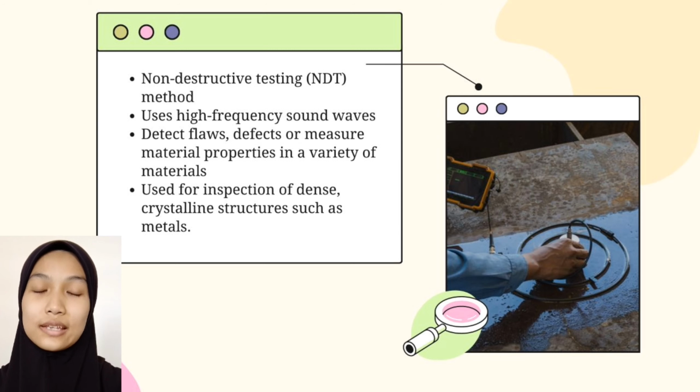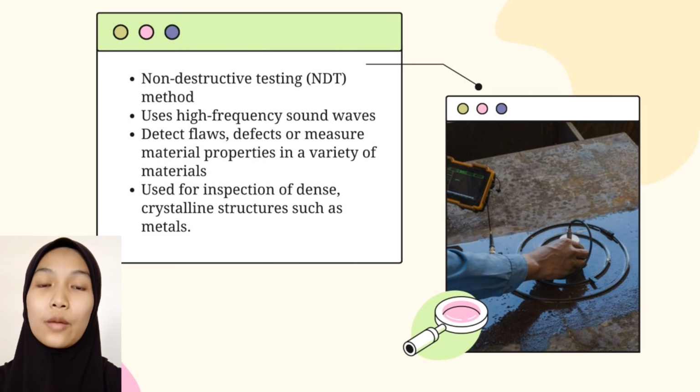Ultrasonic testing, UT, is a non-destructive testing method that uses high-frequency sound waves to detect flaws, defects, or measure material properties in a variety of materials without damaging the object or material being tested. UT is ideally used for inspection of denser crystalline structures such as metal. Ceramic, plastic, composite, and concrete can also be successfully inspected, but with reduced resolution, since the attenuation in these materials is higher.